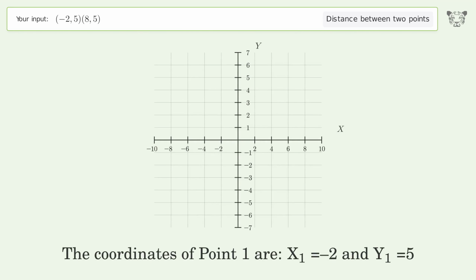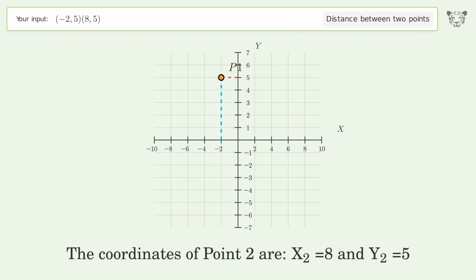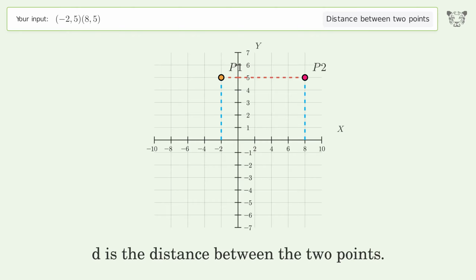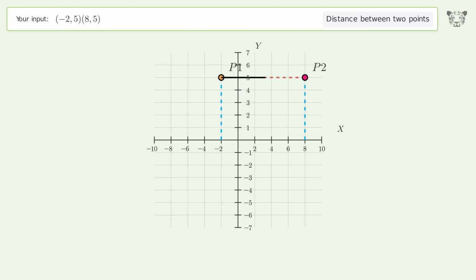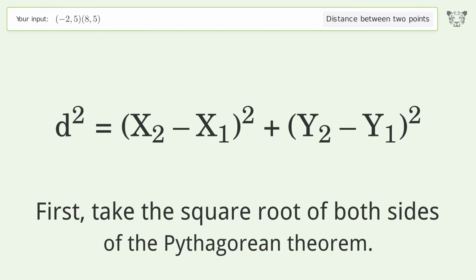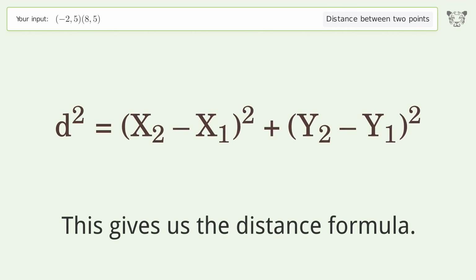The coordinates of point 1 are x1 equals -2 and y1 equals 5. The coordinates of point 2 are x2 equals 8 and y2 equals 5. D is the distance between the 2 points. First, take the square root of both sides of the Pythagorean theorem. This gives us the distance formula.